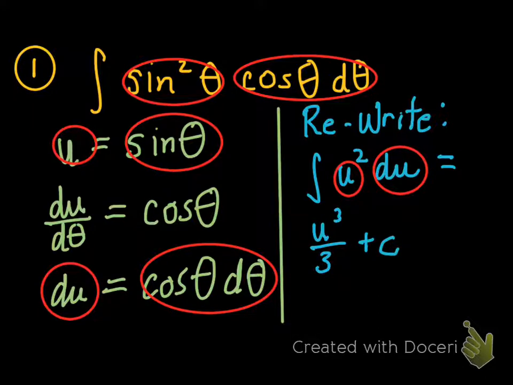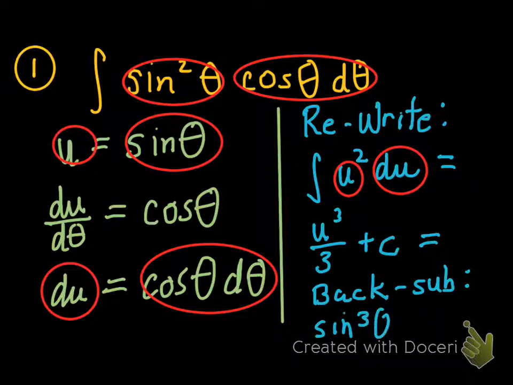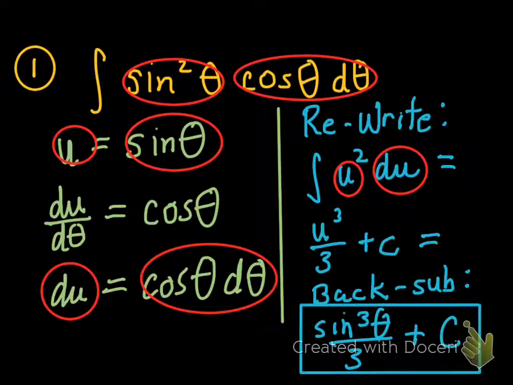Now that's not the final answer. I've got to back sub for u so that I can write this final answer in terms of theta. So I've got to back sub. Wherever you see a u now, I put in sine theta. My final answer looks like this. Sine cubed theta over 3 plus c.